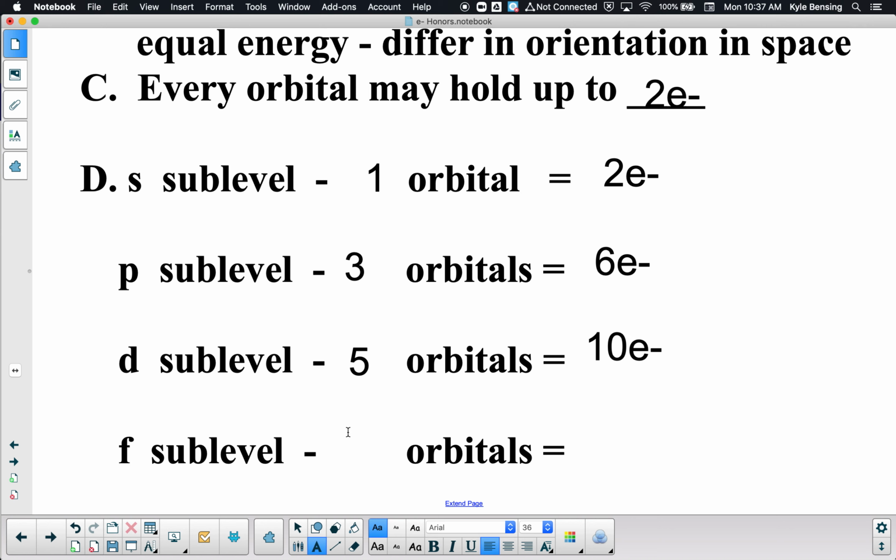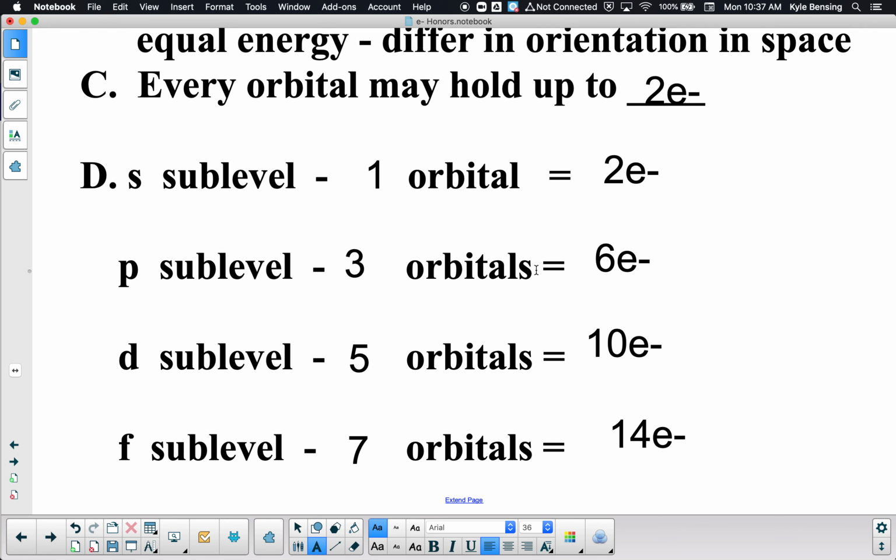The f sublevel can hold 7 orbitals, which means, of course, 14 electrons. Now, if you're wondering why, it doubles each time. Like 1 goes to 2 electrons. So the S sublevel has 1 orbital, 2 electrons. The P sublevel has 3 orbitals, 6 electrons. That's because for every orbital, it doesn't matter whether it's an S, a P, a D, or an F orbital, it can only hold a maximum of 2 electrons. So up here you see the 2. Okay, so that's why that is.